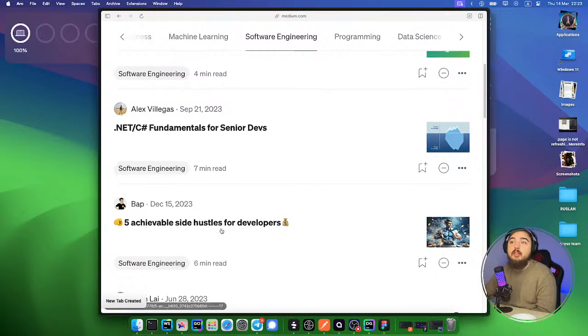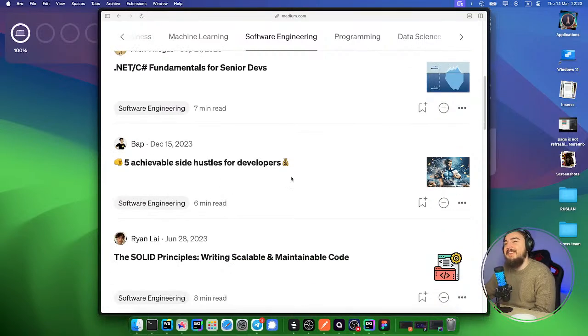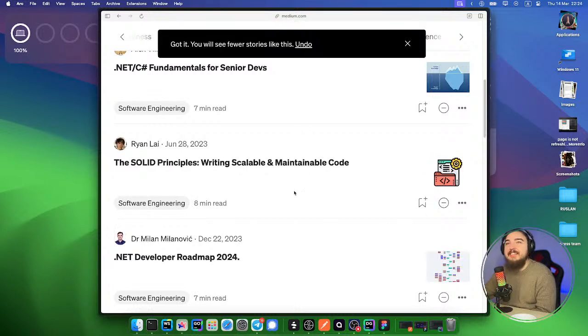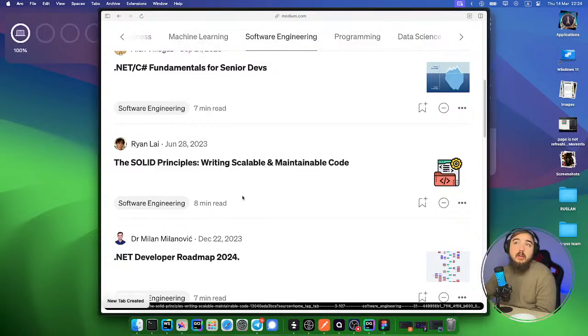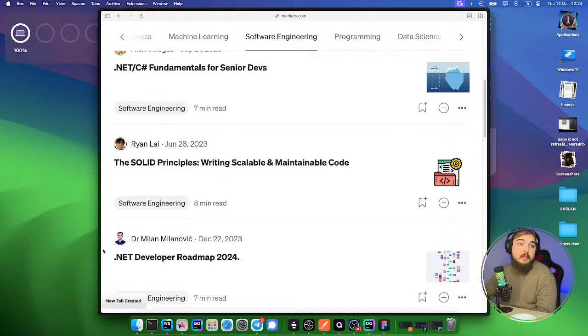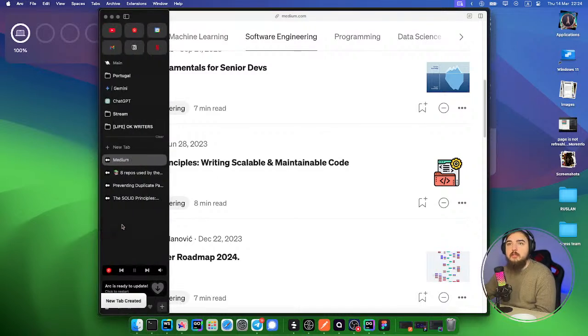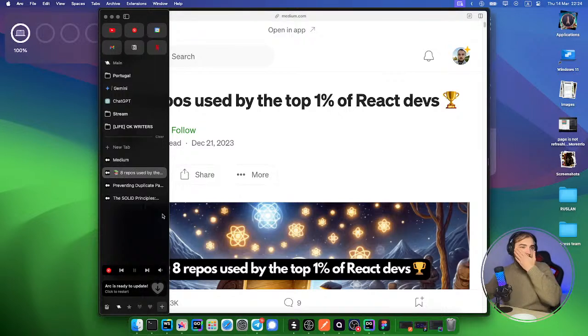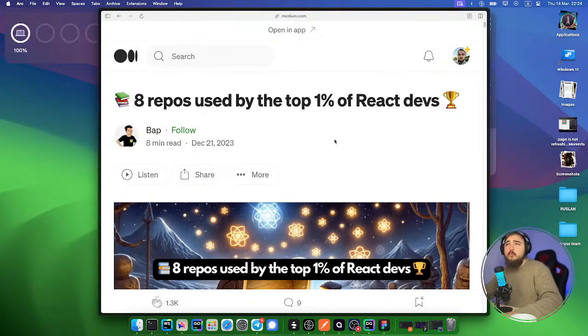"5 achievable deals." Can you please not recommend this, show less like this? "The SOLID principles. Writing scalable, maintainable code." Let's go. Oh, it's like basic. Oh yeah, I think it's good. It's a good article list. Let's start from this one.